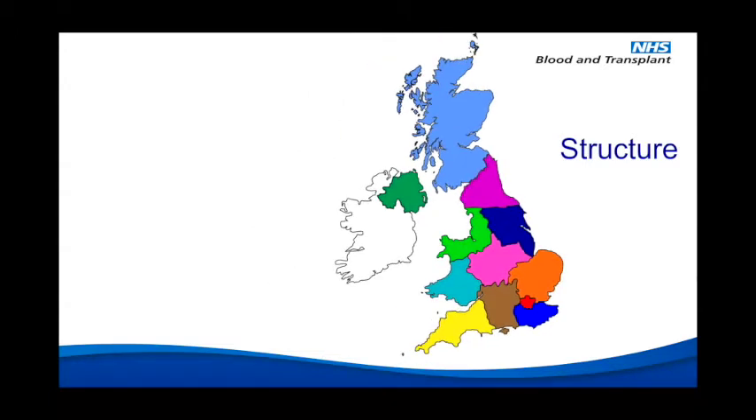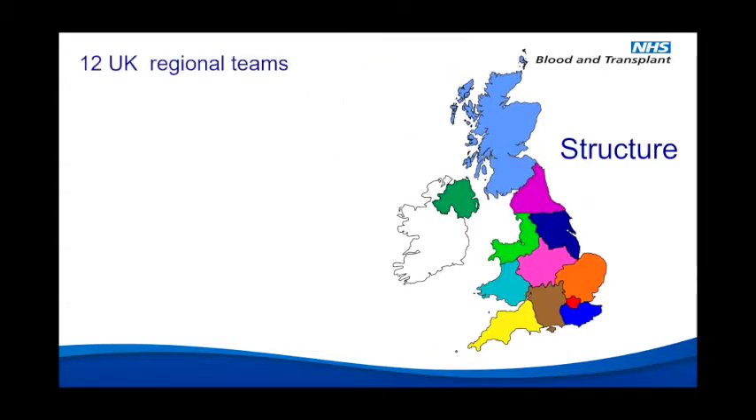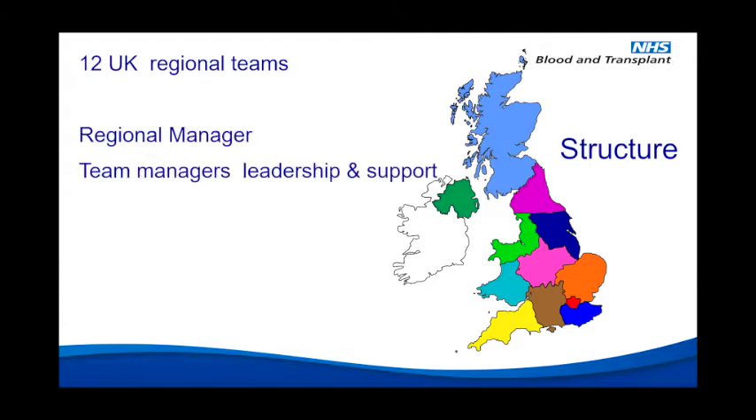We are divided into 12 regional teams. The UK, of course, is of 4 nations: England, Scotland, which is in the pale blue at the top there, Wales in the turquoise at the bottom left, and Northern Ireland in the dark green. But these 12 regional teams each work autonomously, but are linked by common and aligned working practices. Each region has a regional manager and team managers to provide expertise, support and leadership for our specialist nurses. And the regional managers may cover more than one region.